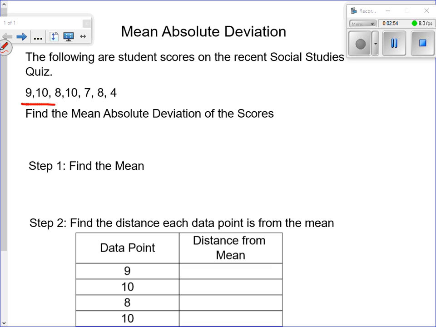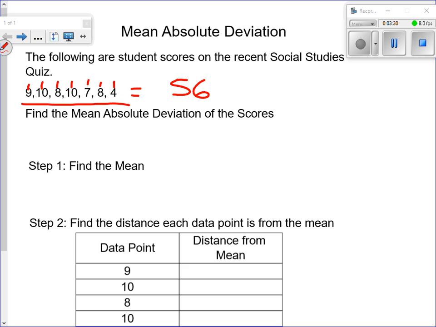So these right here, how many numbers do we have? 7 numbers. Our 7 quiz scores. How do we find the mean? Yep, you add them all up and divide by how many there are. So we're going to add all these up. We got 9 plus 10 plus 8 plus 10 plus 7 plus 8 plus 4. Anybody add them up yet? It's 56.